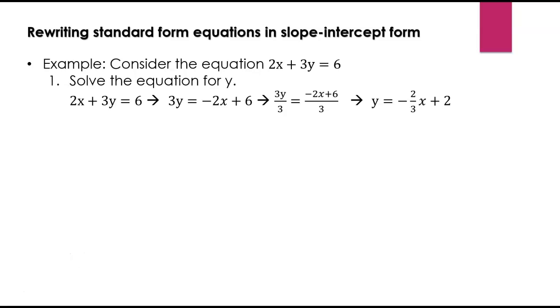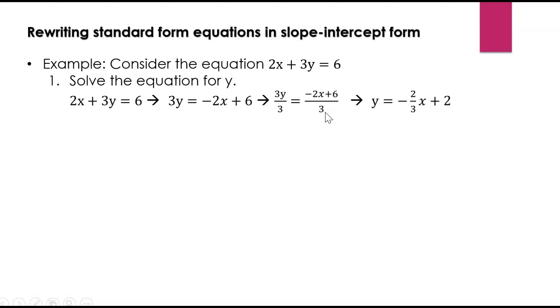To do this, we're first going to subtract 2x from both sides. Doing this gives 3y equals negative 2x plus 6. Then, we're going to divide both sides by 3, since we've isolated the variable term 3y. And doing so gives us 3y divided by 3 equals negative 2x plus 6 over 3.